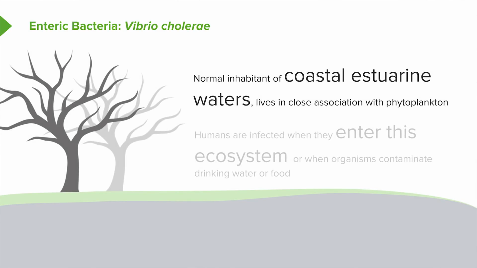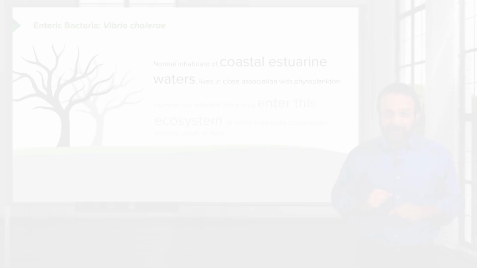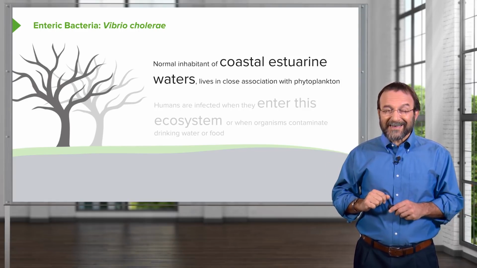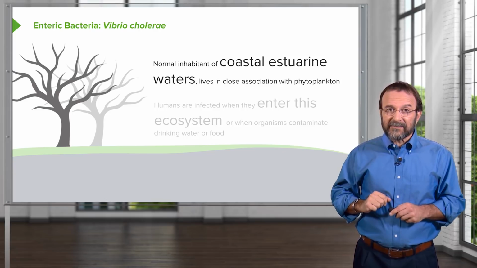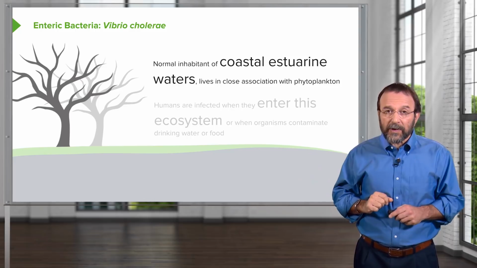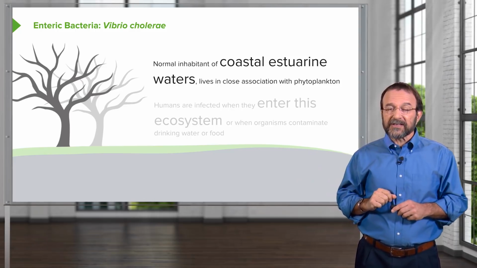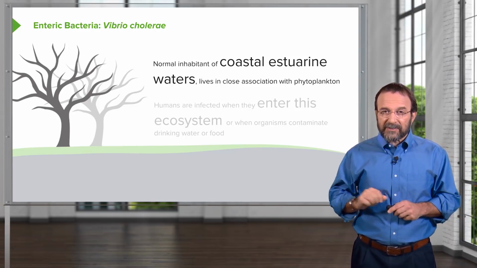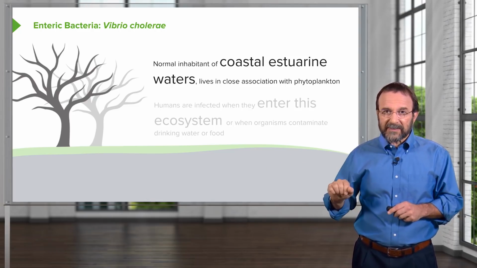Let's talk about Vibrio first. Vibrio cholerae, a cause of watery diarrhea. This bacterium is never a member of the human microbiome. It is not part of our normal flora. It is a normal inhabitant of the environment, in particular coastal estuarine waters. They live in close association with phytoplankton in the waters. And so they're living there, and they're very happy to be living there.